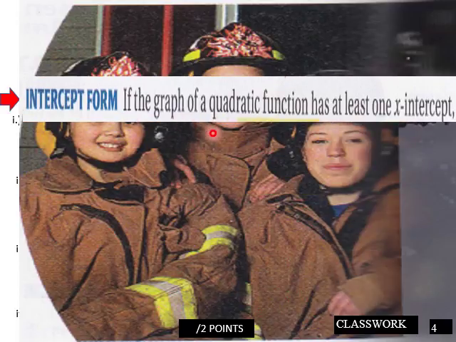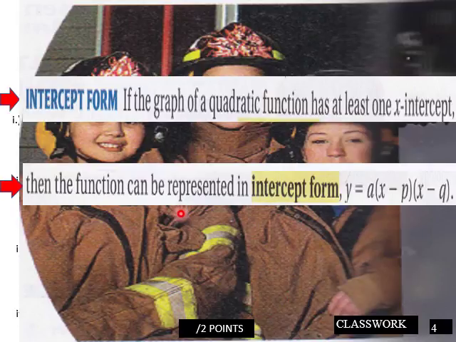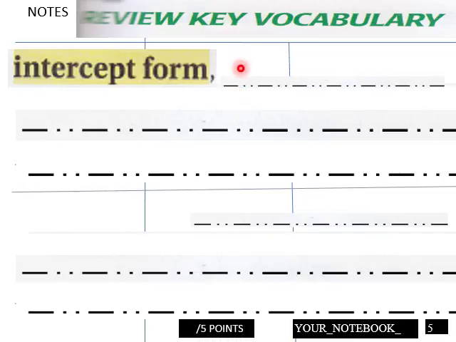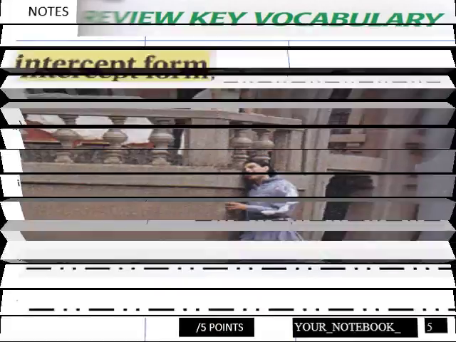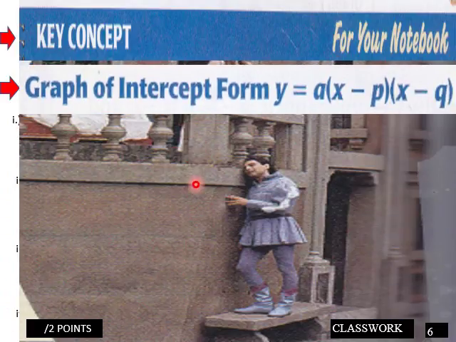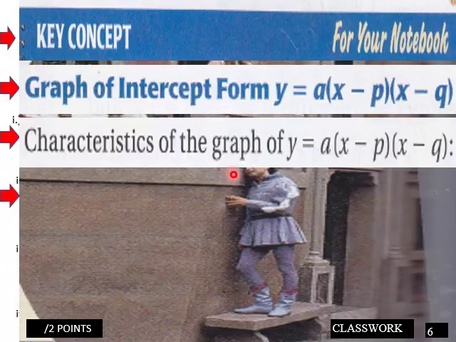Intercept form. If the graph of a quadratic function has at least one x-intercept, then the function can be represented in intercept form, which is like this, y equals a times x minus p times x minus q. So students, in your own words, define intercept form. 5 points. Grade.